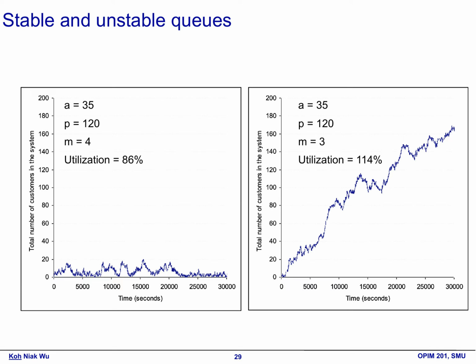On the left, we have the stable queue. In this system, the utilization is 86%. This means that the servers are busy but can handle the flow of customers. The total number of customers stays relatively consistent. On the right, the unstable queue is shown. Here, the utilization jumps to 114%. This indicates that the servers cannot handle the incoming customers effectively. As a result, the total number of customers in the system keeps increasing over time.